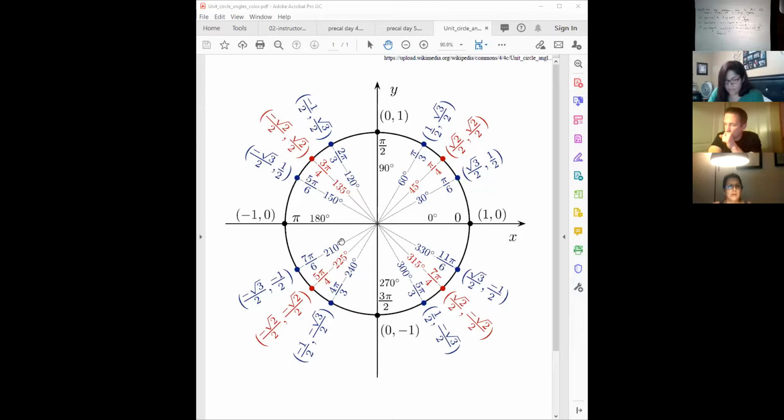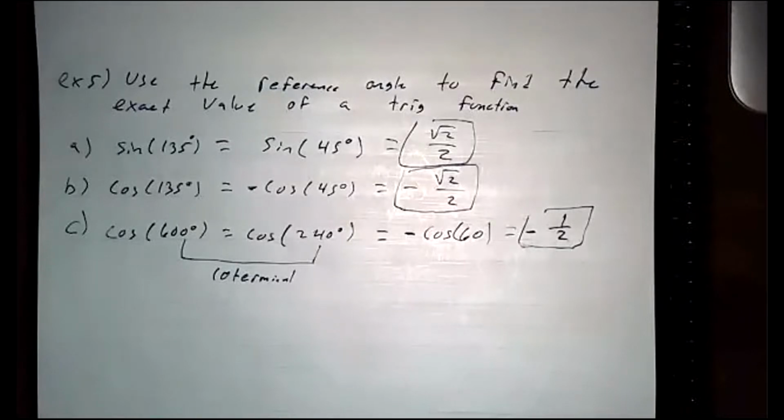Trying to find if there's a case where that's not true, but I'm pretty sure you're right. For the one that we just did, the cosine of 240, we got 60. I think I get it. It's the 240 minus the 180, so we get the 60. The only thing I'm not getting is where we got the negative 1/2.